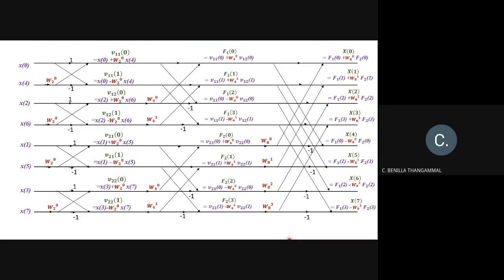So this is how to draw the 8-point DFT using the radix 2 DIT FFT algorithm. This is also called the butterfly algorithm. Now we solve a problem here: compute the 8-point DFT of x of n equal to 2, 2, 2, 2, 1, 1, 1, 1 using the radix 2 DIT FFT algorithm.